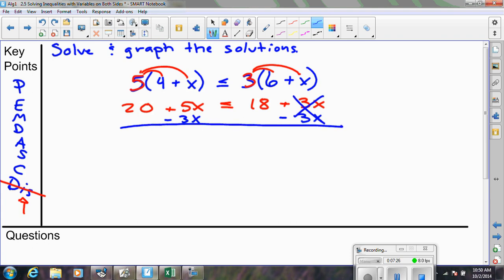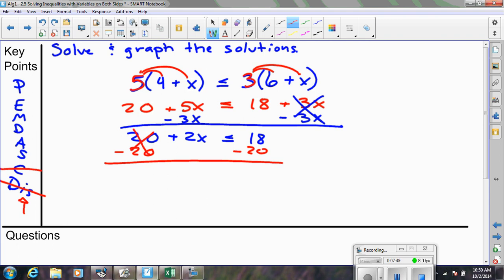Those would cancel, giving us 20 plus 2x is less than or equal to 18. Any more variables left to combine? Okay, so that's done. Yes, sir, you correctly identified that we need to subtract 20 for our next step, which gives us positive 2x is less than or equal to negative 2. Addition subtraction's done.